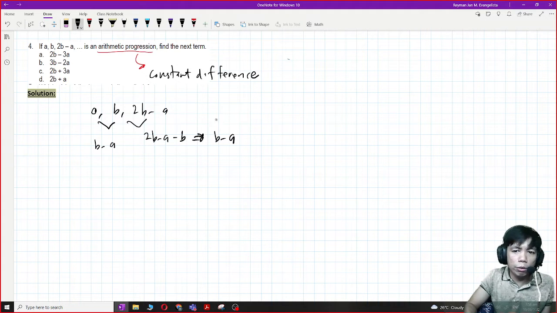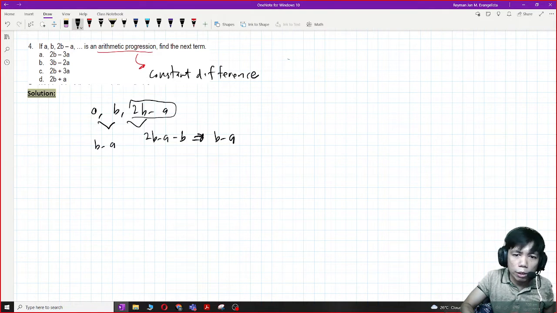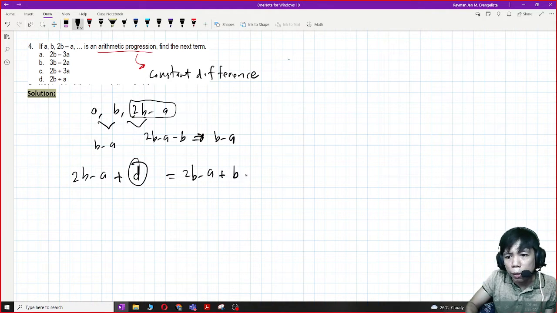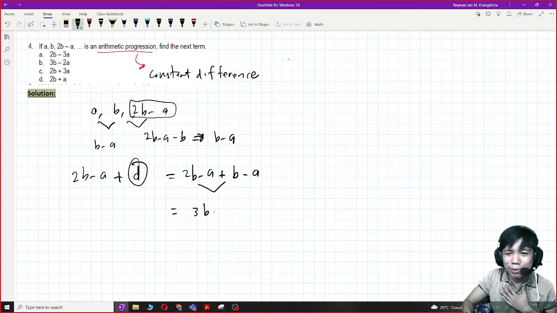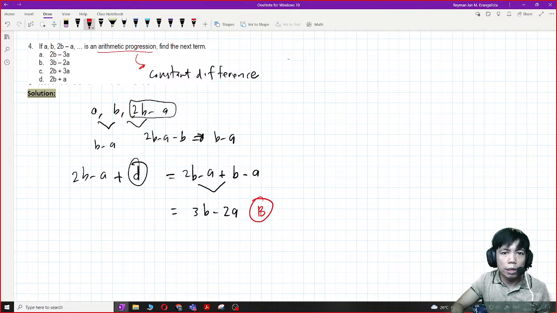So pag alam mo na yung common difference, how you will find the next term. Ito lang reference mo. To find the next term, add the common difference to the last term. So 2b minus a plus the common difference, which is b minus a. So 2b minus a plus b minus a. Combine like terms: 2b plus b is 3b. Negative a minus a is negative 2a. So 3b minus 2a. The next term is 3b minus 2a. Now that is letter B. Pag mga ganito, guys, na problem, huwag ka lang gagamit ng nth term na. Papahabain mo lang eh.